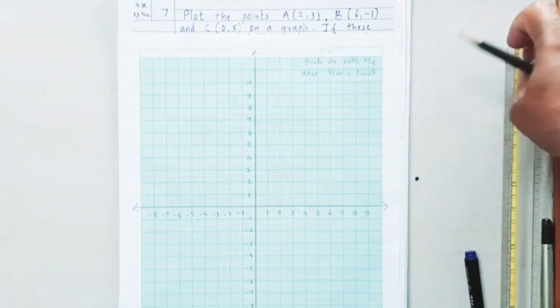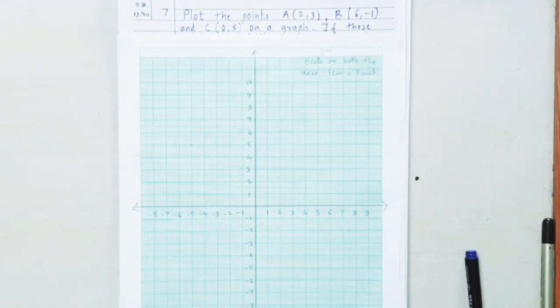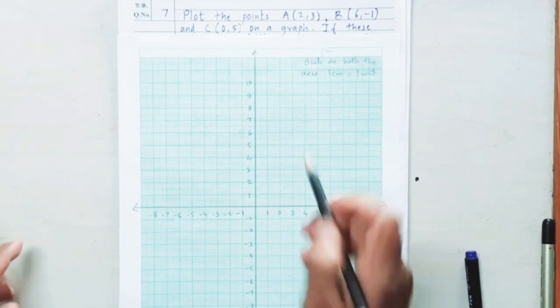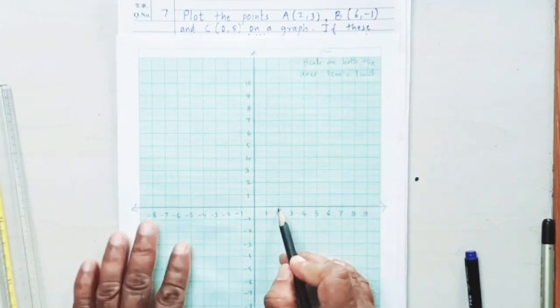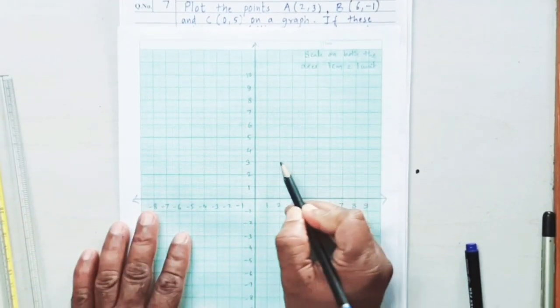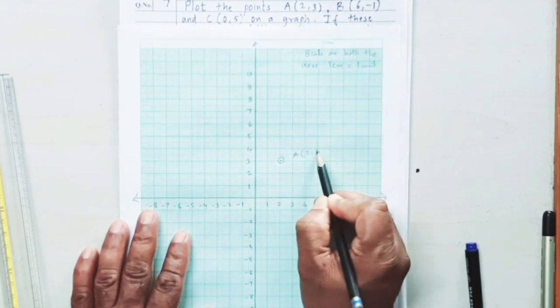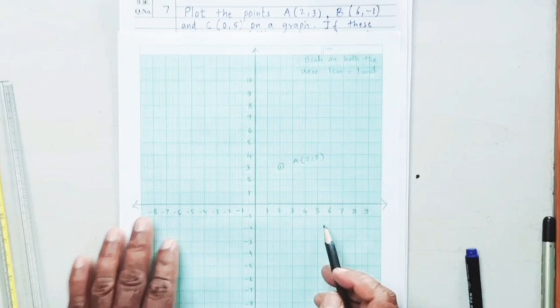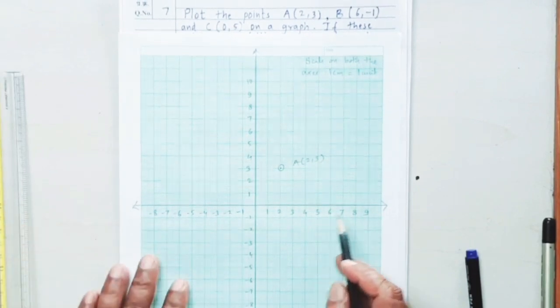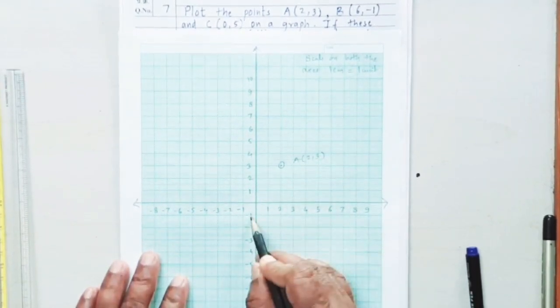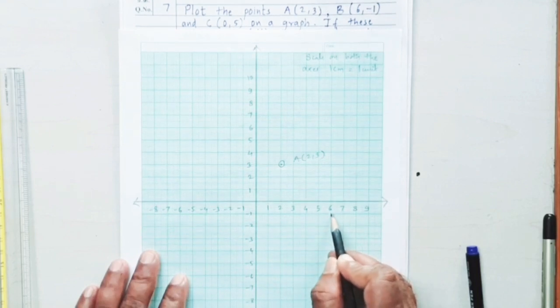So let us plot the points A, B, C on the graph. Point A is (2, 3), where the x coordinate is 2 and the y coordinate is 3. Then B is (6, minus 1), where x is 6 and y is minus 1.